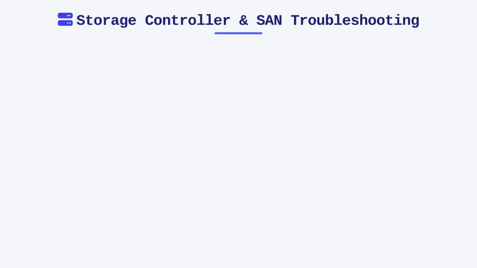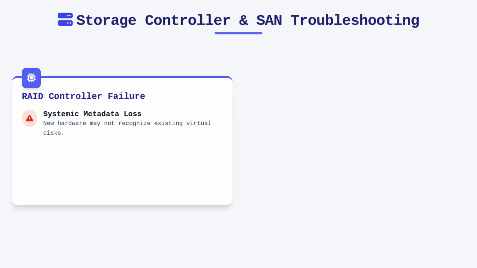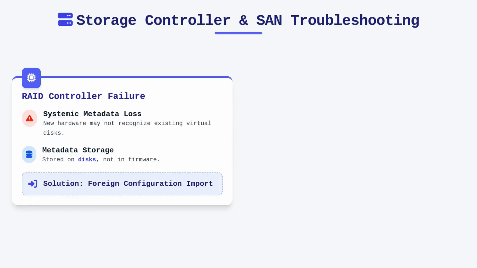Controller failures represent a more systemic issue than a simple drive replacement, as they often lead to configuration metadata loss. When you replace a controller, the new hardware might not immediately recognize the existing virtual disks because the volume metadata is stored on the disks themselves rather than being hard-coded into the controller firmware. In this scenario, we must look for a foreign configuration import option within the RAID utility, which directs the controller to scan the attached disks for valid metadata headers and map the volume structures accordingly.